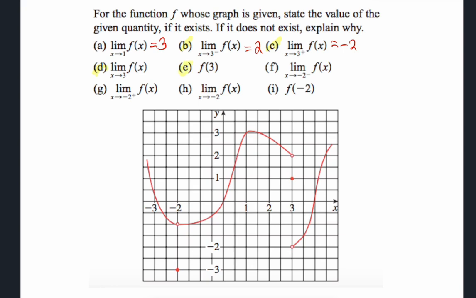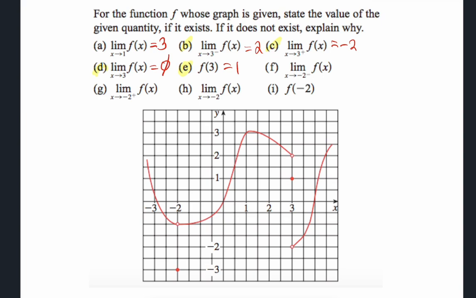Now I'm going to jump to E because that actually goes with it as well. What is the actual function value at x equals 3? It is 1. Now let's talk about the limit. From the left side we approached 2. From the right side we approached -2. So what is the limit at 3? Does not exist. Okay, it is undefined.